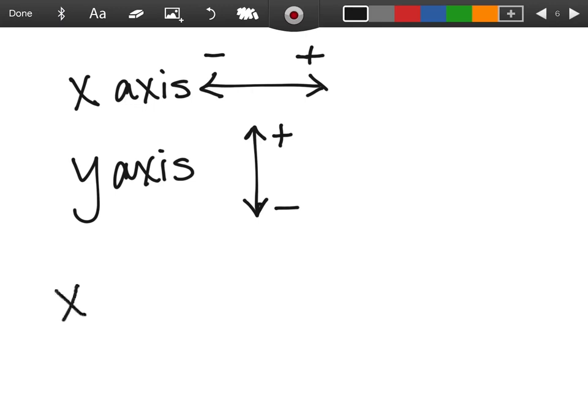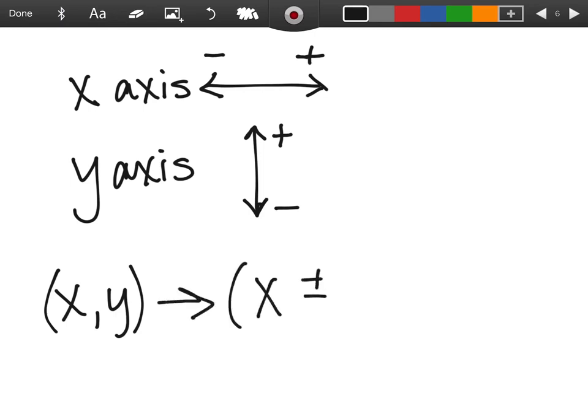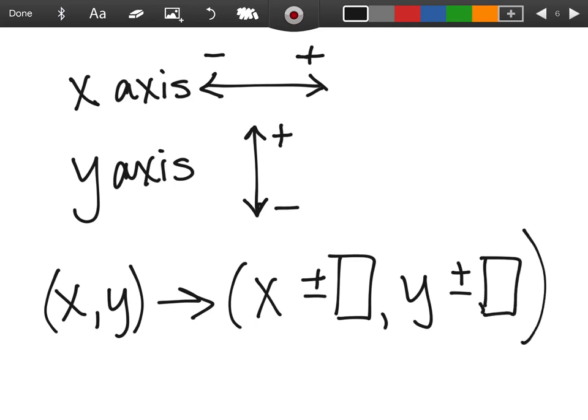Again, your rules, one more time. My x always comes first. My rule is always going to look like x plus or minus some number and y plus or minus some number. Remember, if it doesn't move up or down or left and right, your x just stays the same or your y stays the same, whatever it happens to be.